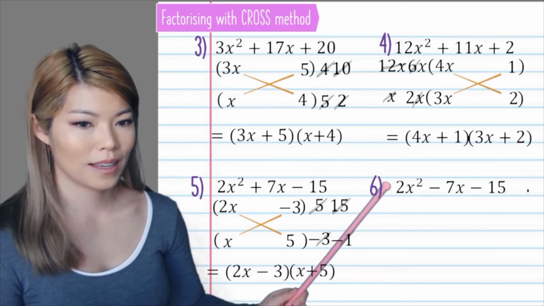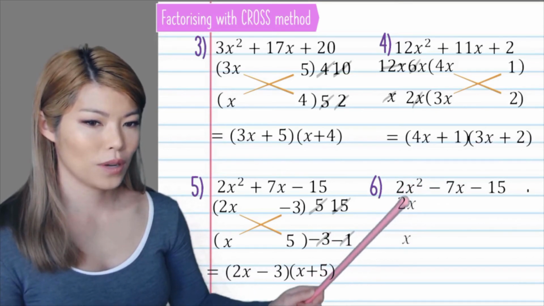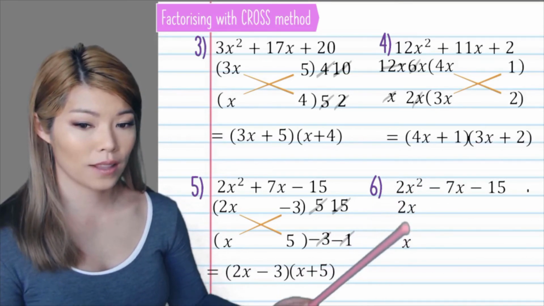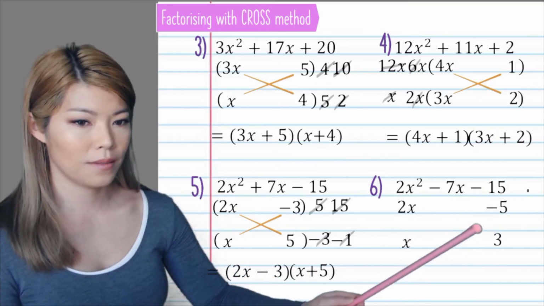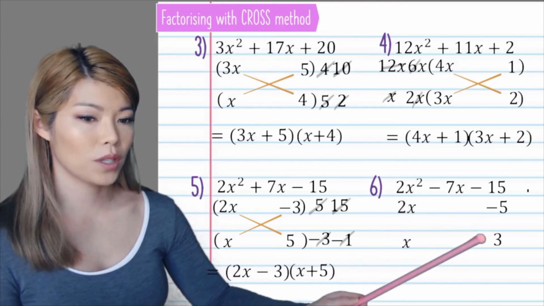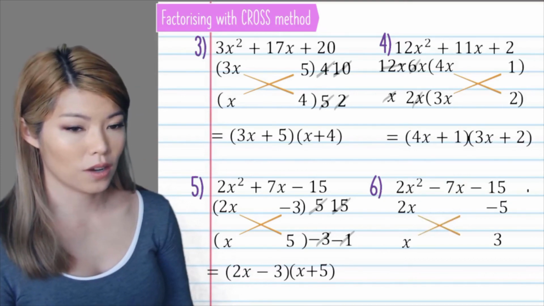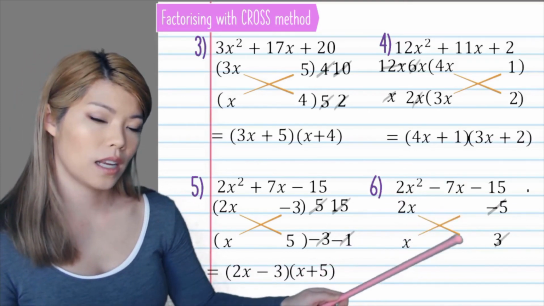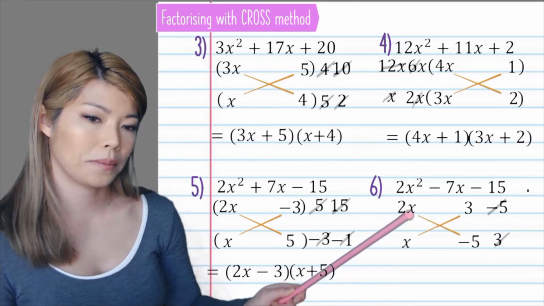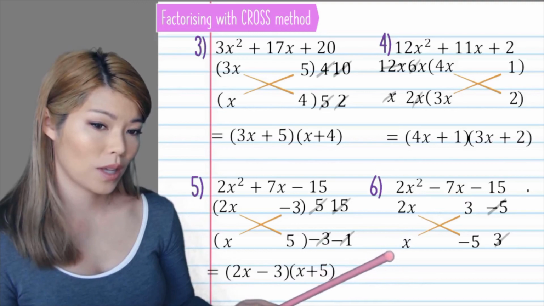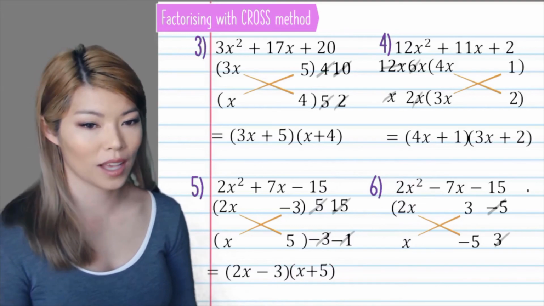Next question. Again, it's very similar, but this time the negative is in the middle. So 2x and x would be our first two values over there. Now we have to think of 15. We could think of minus 5 and 3. We'll swap them around, let's see. So 2 times 3 is 6, and then minus 5 is way too little, so that's not it. Maybe we move the negative to the other value, or switch them around. Minus 5 times 2 is minus 10, and then 3 times x is 3. Minus 10 and 3 is minus 7. So those are our factors.